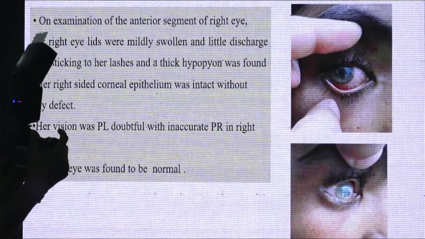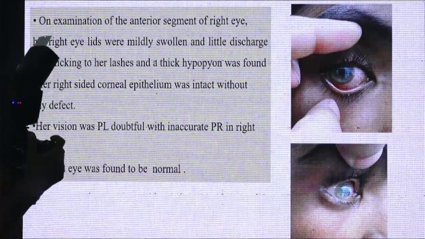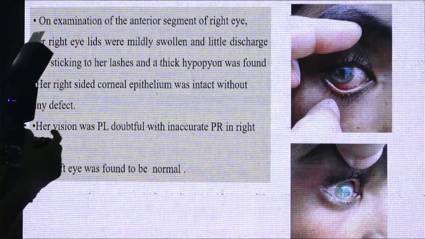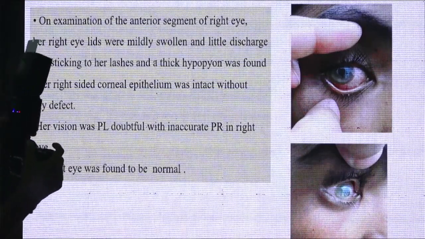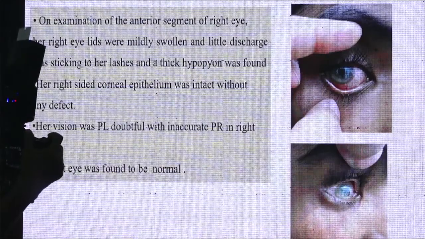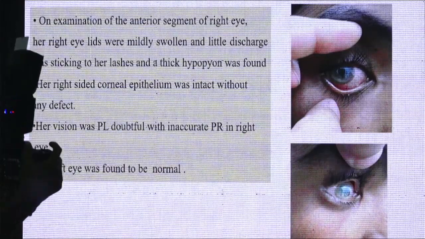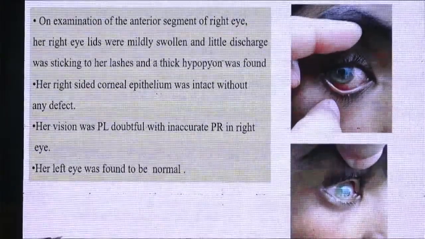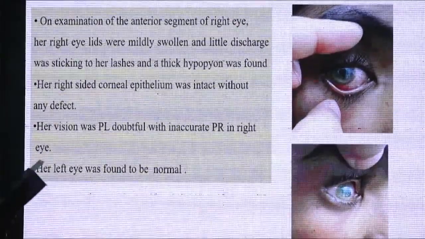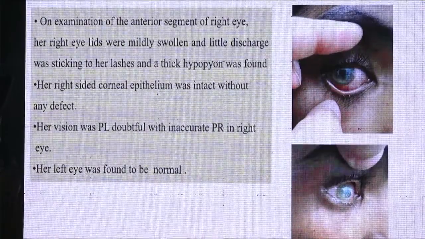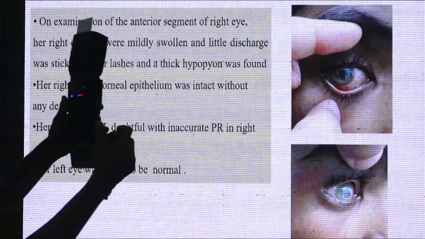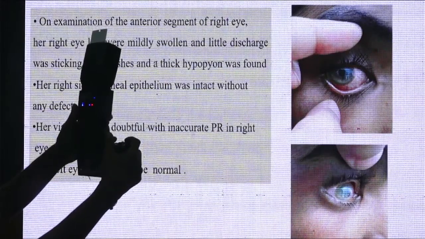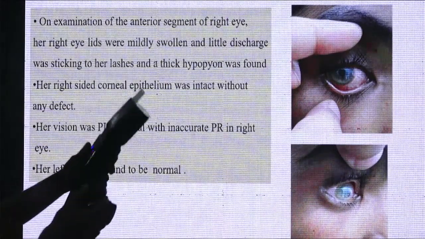But when we did fluorescein staining of her cornea, there was no defect. It was perfectly okay, but there was a thick hypopyon in the anterior chamber on the first day. When we assessed the vision, we found that it was PL doubtful with inaccurate PR. She first used to say that she had seen the light, then she used to say that she cannot see the light. But when we checked her left eye, it was normal.